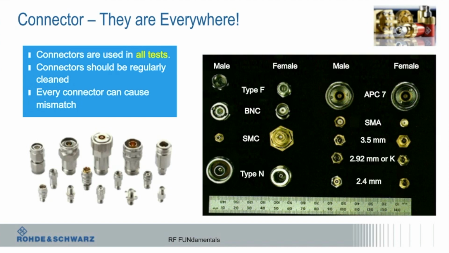SMA will technically mate with these two, but you've got to be really careful because you can really damage those. N-type, that's the big one, usually up to 18 gig. Higher power is primarily why people use that, although it's much more rugged. It's the most rugged of these. SMC, not going to comment a lot on that.